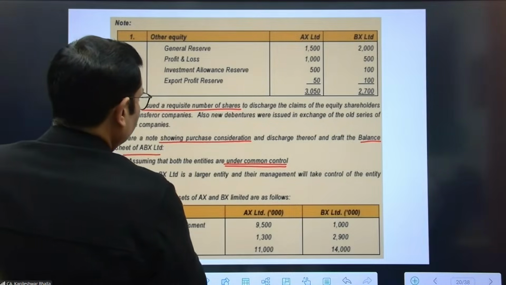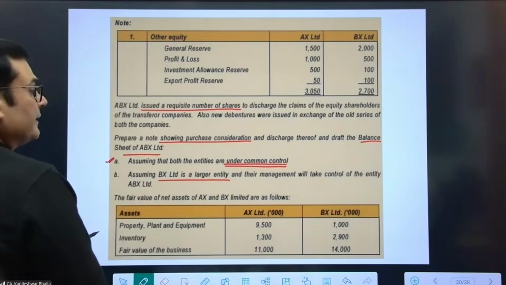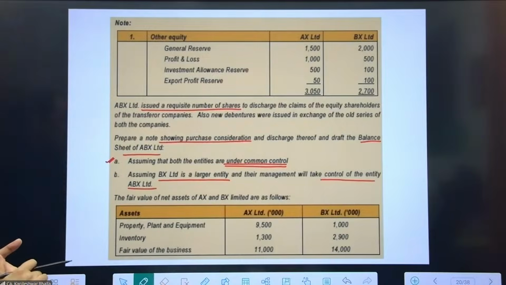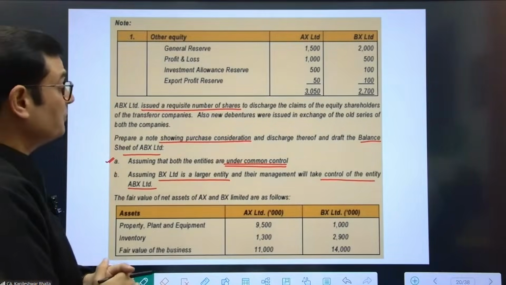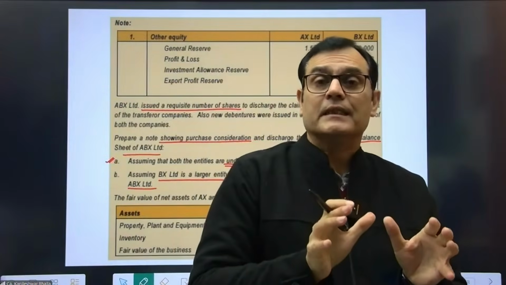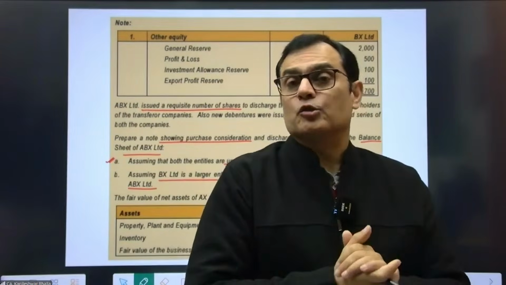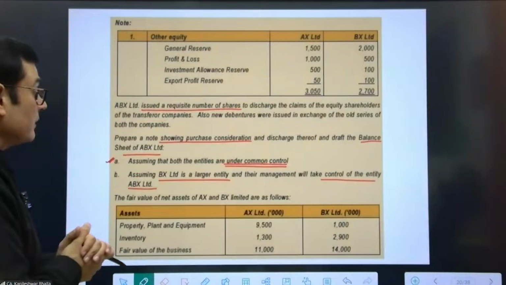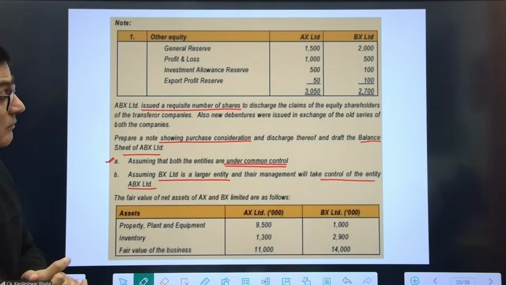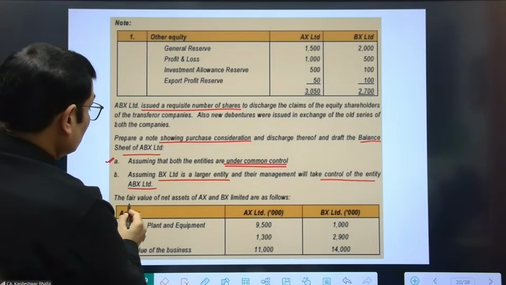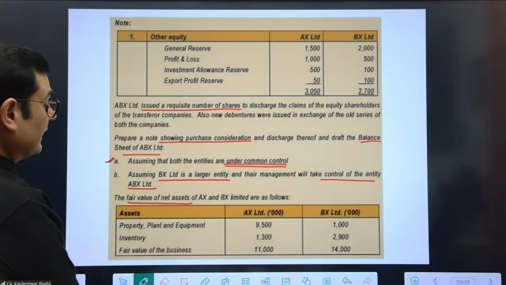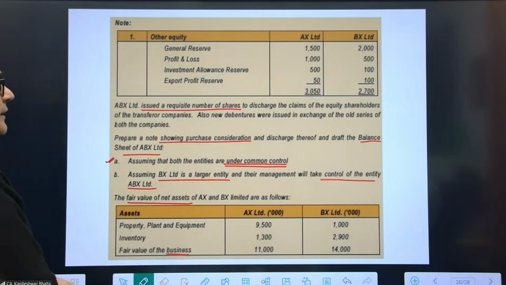Then it says, assuming BX is a larger entity and they will take control of the entity ABX. He's indirectly telling you that BX is supposed to be the accounting acquirer. He's very clearly said that BX is the larger entity getting the control of ABX, but I will still do my calculations to identify that BX is the accounting acquirer. And I'm also given the fair value of the net assets of both the companies, the PPE, the inventory, and the fair value of the business.